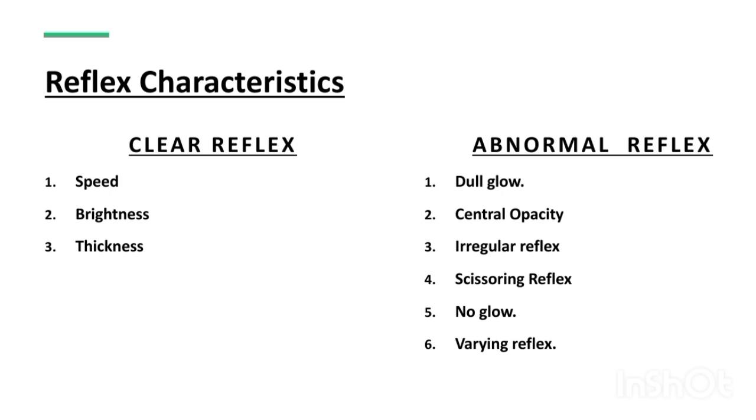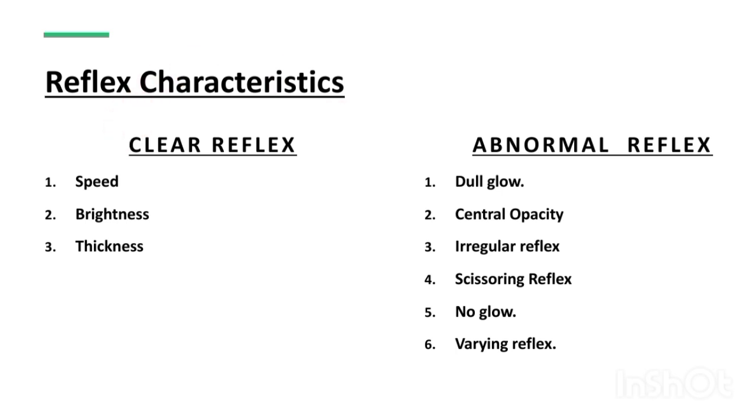Okay, if you get a very bright reflex, a very clear reflex, that means the patient's ocular media, either its cornea or its lens or the vitreous or the retina, everything is normal. So we can proceed with the correction of refractive error for that patient. There is no existing pathology. Okay, so that is the clear reflex.